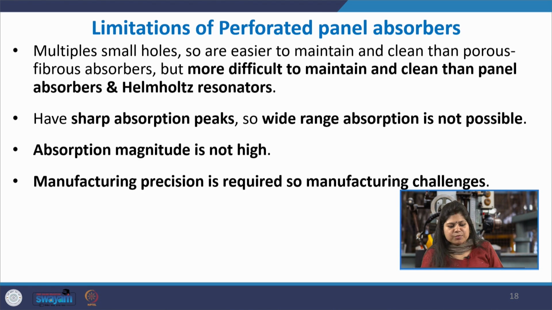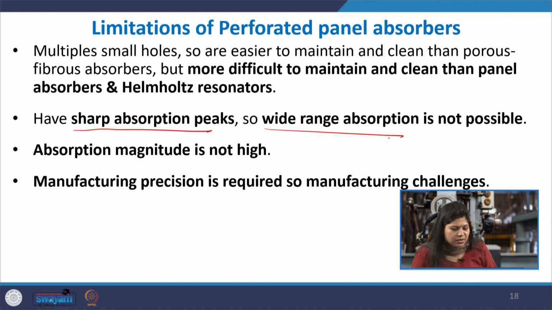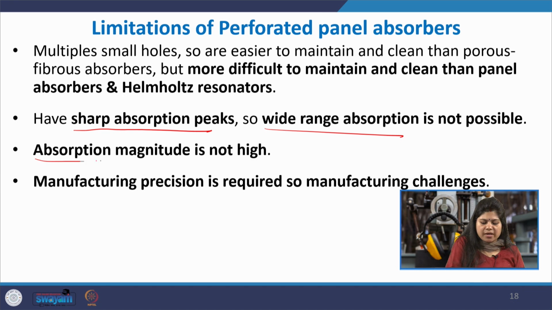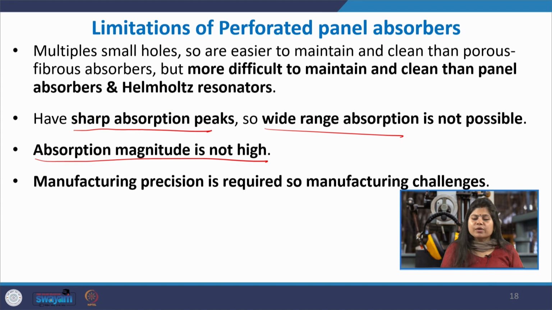Okay. Sharp absorption peaks are there, a very common limitation. So, wide range absorption is still not possible. The magnitude of this absorption is also not high. We have seen here it is a very low absorption magnitude. So, although it is higher than porous fibrous for some lower frequency range, it is still not high enough, and then manufacturing precision is a major limitation which is there.